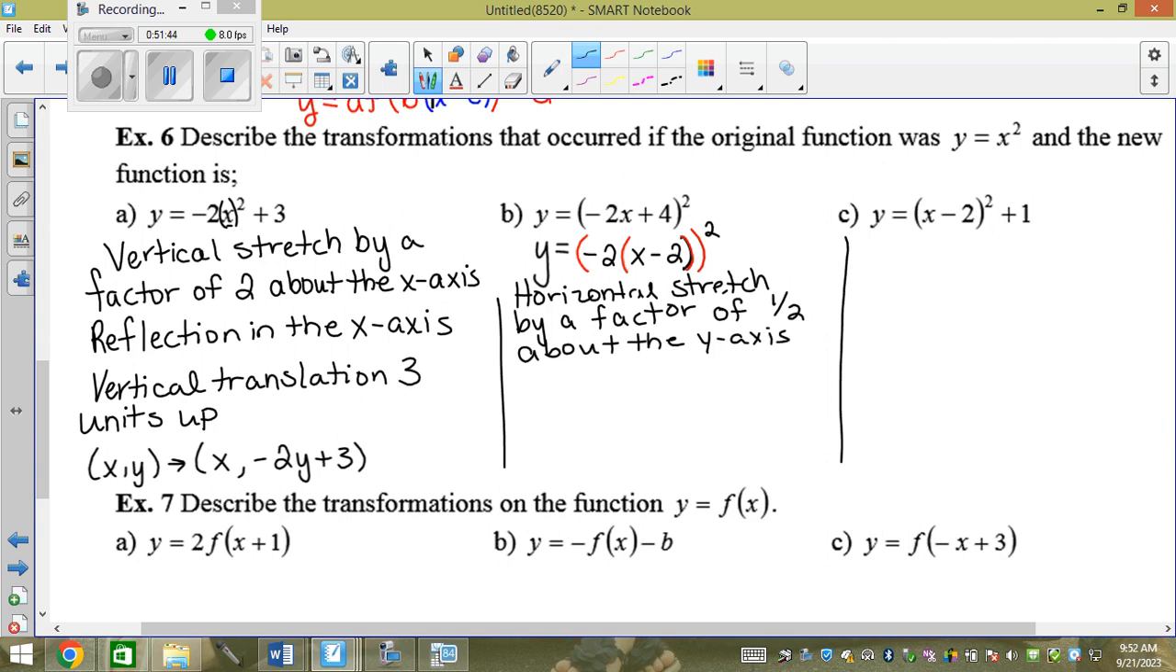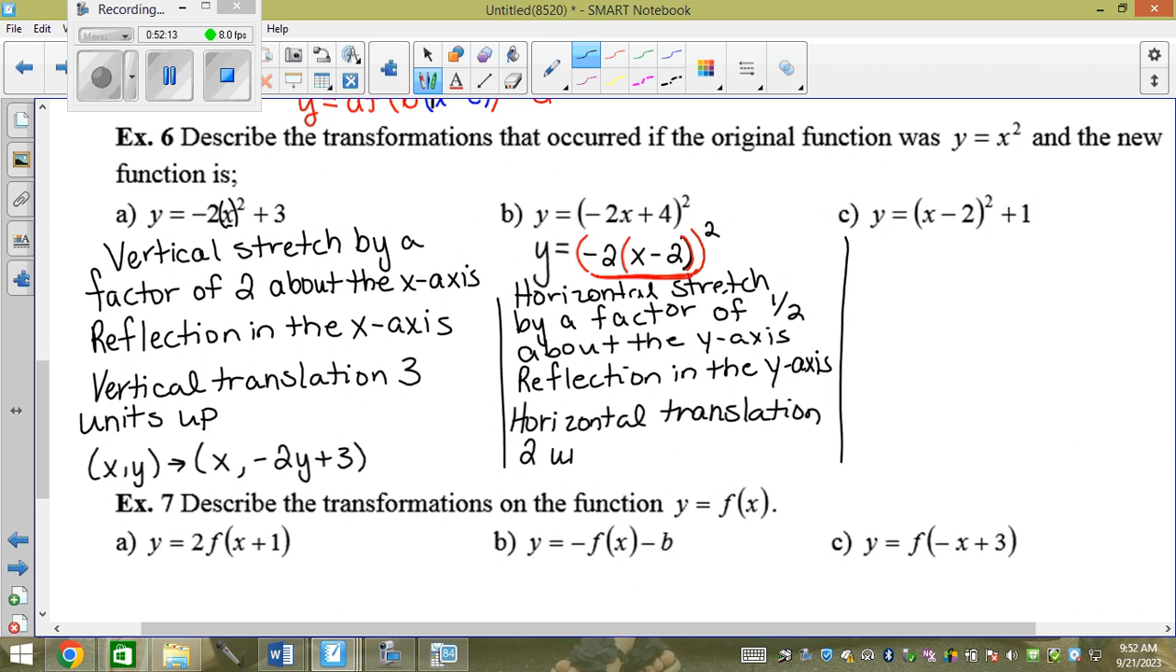Then we have a reflection in the, don't all answer at once. It's all with the x, because it's squared. So it's reflection in the y-axis. And then a horizontal translation 2 units right. Now some people will say that's vertical though. It's not with the x anymore. But if I can do this back again and put it with the x, yes, then it's with the x.